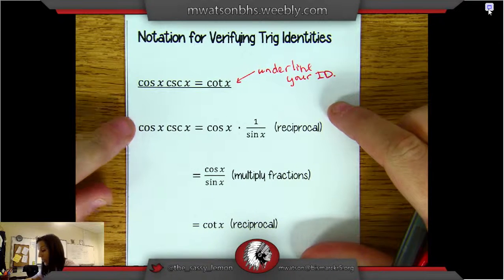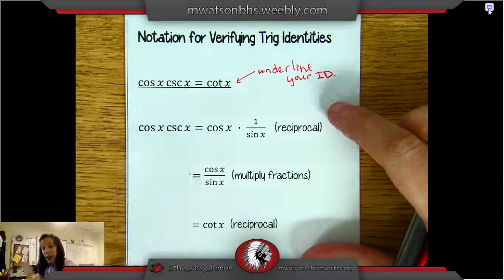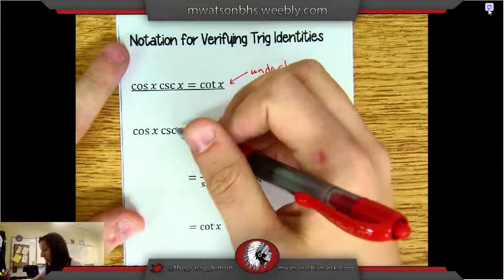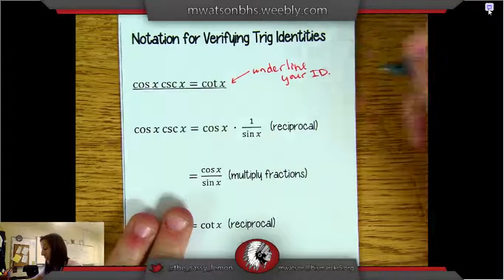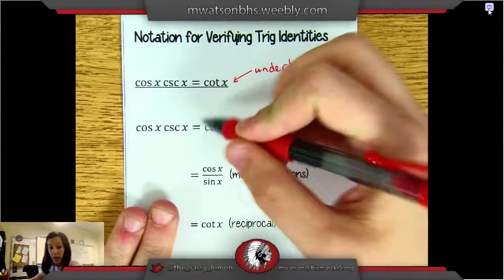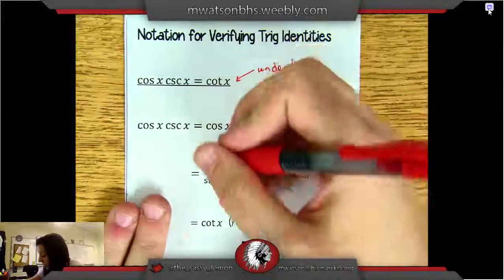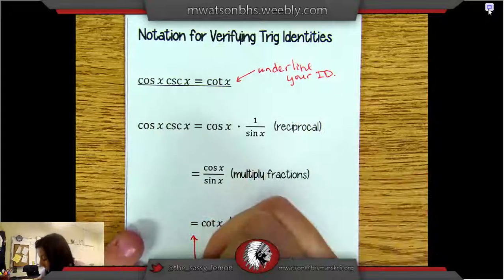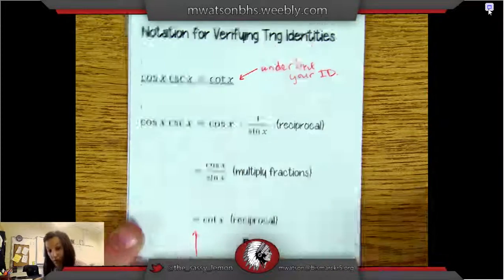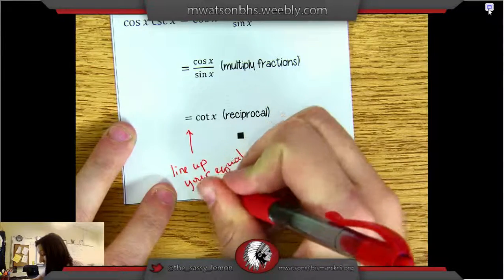So then you're going to choose which side you want to work with. So in our strategies, we said choose the more complicated side. So you're going to put the more complicated side, write it down, then put an equal sign. Wherever you put that first equal sign, I want you to line the rest of them all up. So notice all these equal signs are lined up. Line up your equal signs.